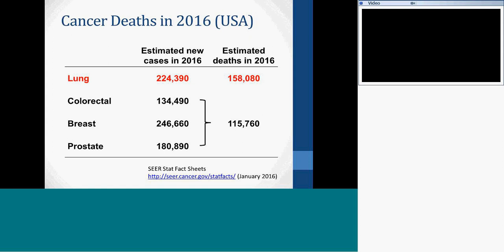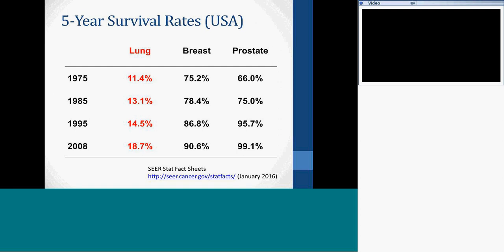The reason for this higher mortality rate than the other cancers is apparent in this slide here, comparing five-year survival rates between lung, breast, and prostate. Since 1975, there's been very good five-year survival in breast and prostate cancers, from 75% in breast in 1975 to about 90% in 2008, and an even more impressive increase in five-year survival in prostate cancer over the same period. There has been some increase in survival in lung cancer from 1975 to 2008, but really nowhere in the same ballpark as either breast or prostate cancer.